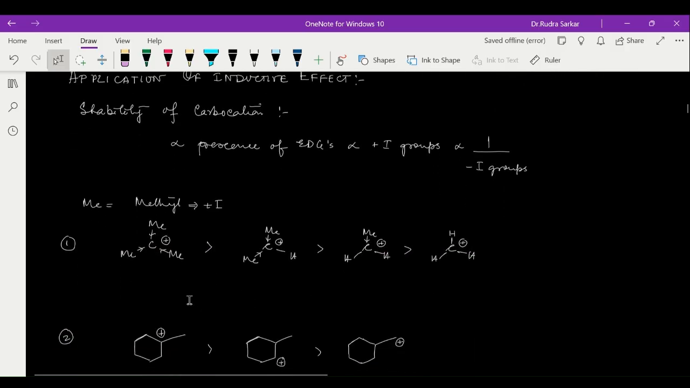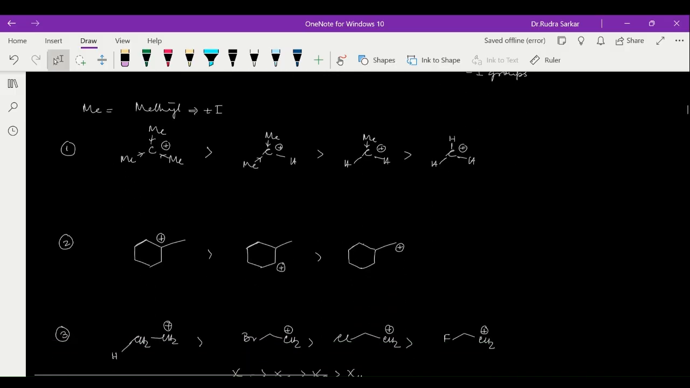So we are only explaining things on the basis of inductive effect. This one has three methyl groups, two methyl groups, one methyl group, no methyl group. The more methyl groups, the more the plus I effect. So this one will be more stable than this one, followed by this one, and at the end we will have this one. This is a 3-degree carbocation, 2-degree carbocation, 1-degree carbocation, and this has no degree. Let us have a look at the next example.